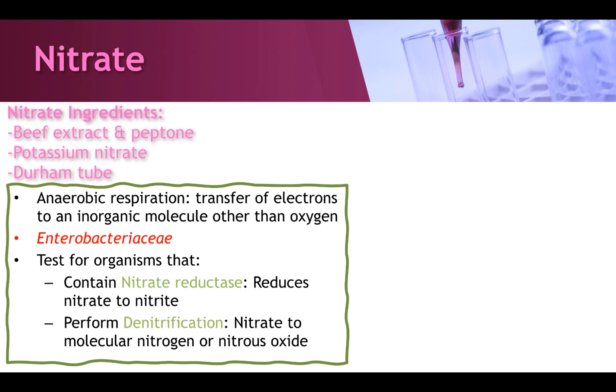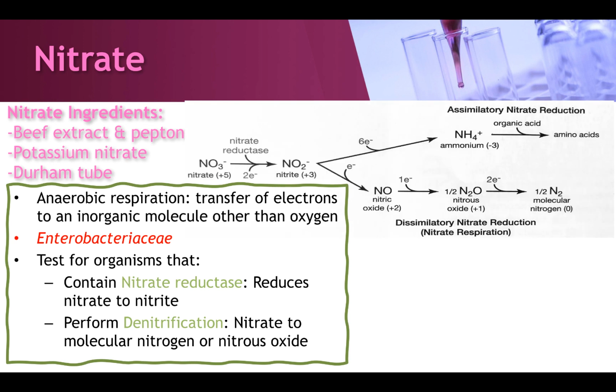But we also learned about anaerobic respiration, and this involves the reduction of an inorganic molecule other than oxygen. Nitrate reduction is one of those examples. Many gram-negative bacteria, including most Enterobacteriaceae, contain the enzyme nitrate reductase. If they contain this enzyme, then they are able to perform a single-step reduction of nitrate to nitrite. Then there are other bacteria in a multi-step process that's called denitrification, able to convert nitrate to molecular nitrogen or nitrous oxide. In this figure, we show some products of nitrate reduction.